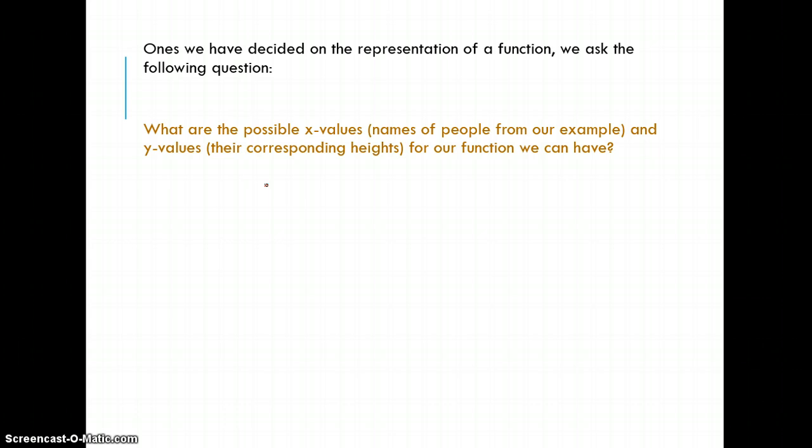So once we have decided on the representation of a function, we ask the following questions. What are the possible x values? Names of the people from our example, and y values their corresponding heights. For our function, we can have this. So this should be correct because every name of a person is different. So we are never going to repeat x, even when we repeat the values in y, right?